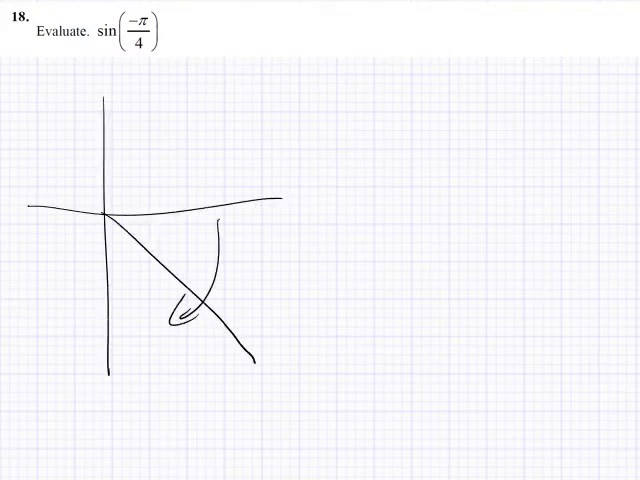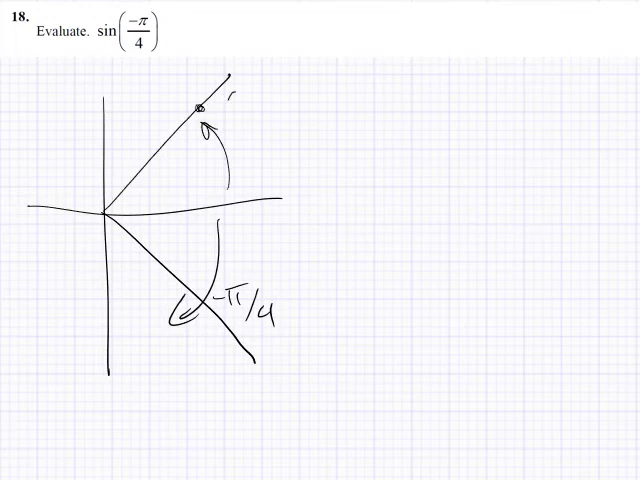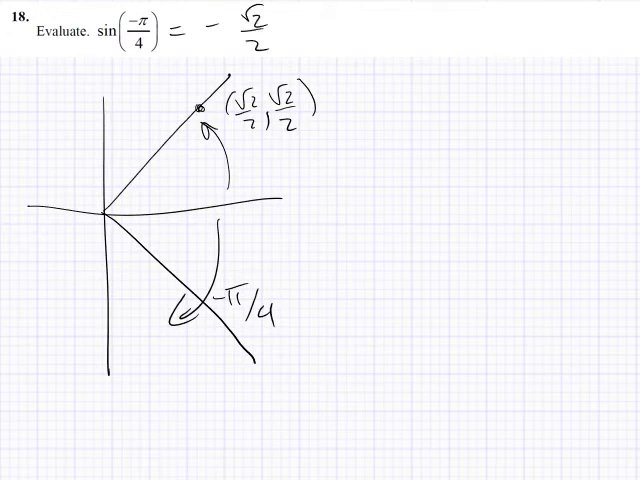To find the sine of minus pi fourths, you have to realize that minus pi fourths falls right here in quadrant 4. This would be minus pi fourths. You should know that the sine of positive pi fourths has a y coordinate of square root of 2 over 2, so that's going to be the sine. So this would give me the negative square root of 2 over 2 for the sine of negative pi fourths.